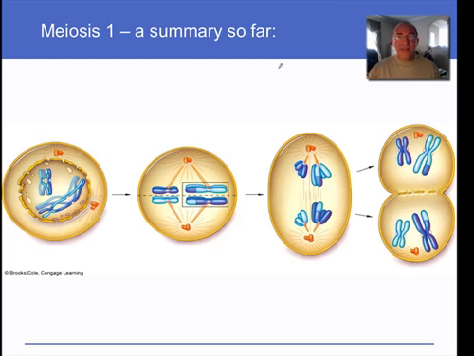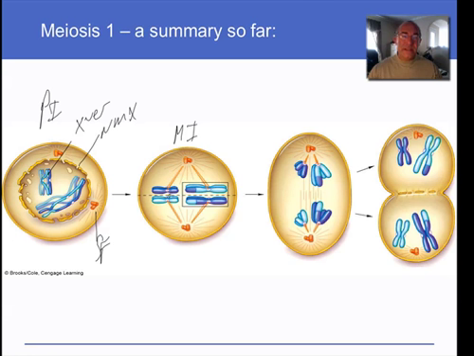So here we have a quick summary of meiosis. Over here we have prophase 1 with crossover taking place. Nuclear membrane is breaking down. Spindle fibers are beginning to form. This is metaphase 1. Homologous chromosomes are lined up side by side. Spindle fibers are attaching them to the centrioles. The metaphase plate, or the equator, is in the middle.